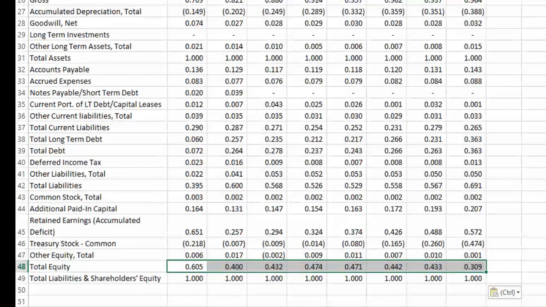But the common size statements are very handy, and they are very helpful to see trends across time. And it highlights the relationships between numbers. So we're going to stop there, and we'll finish up the ratio analysis in the next video.